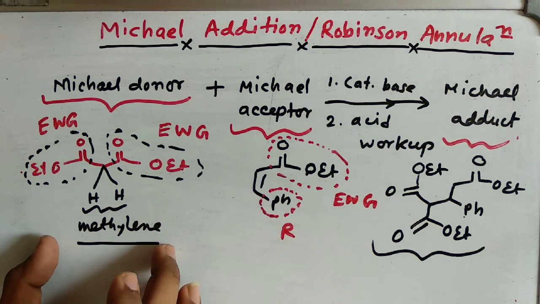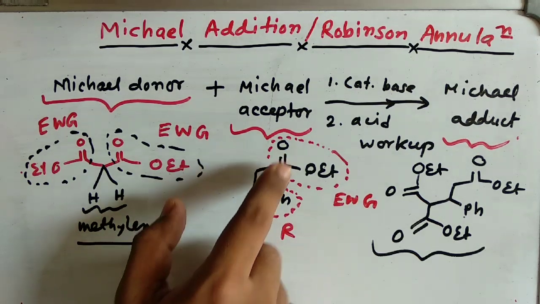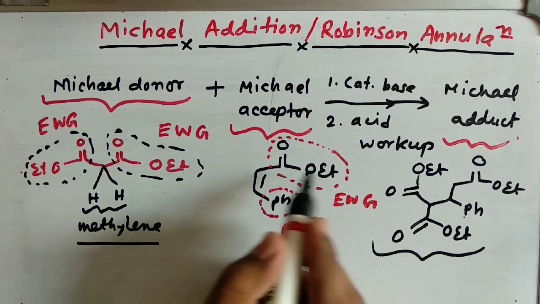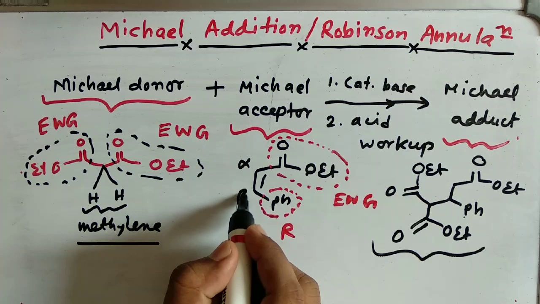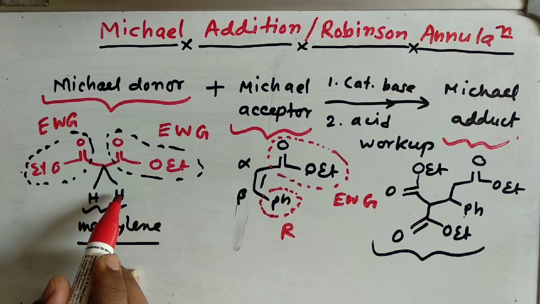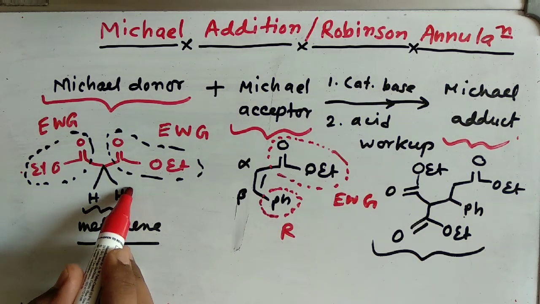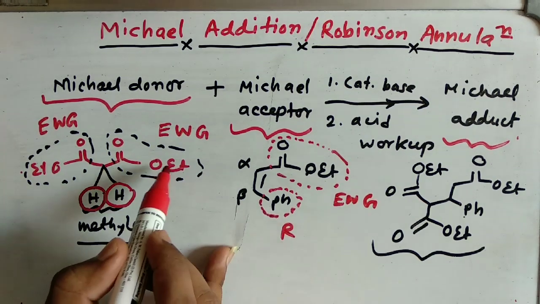Why this methylene is important, and why we are taking an alpha beta unsaturated ketone, or sorry, alpha beta unsaturated carbonyl compound. This is alpha and this is beta. In the Michael addition reaction, the reactant should be an active methylene system. What does active methylene system mean? It means these two hydrogens of the methylene should be acidic. Here it's acidic because of these two electron withdrawing groups.